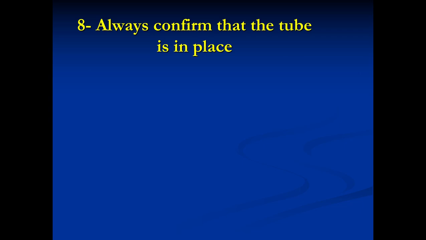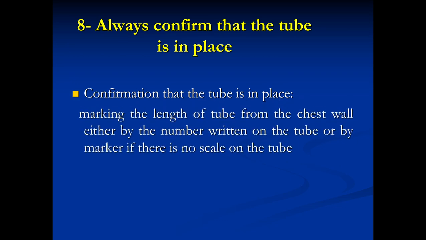Always confirm that the tube is in place. How can we do that? By marking the length of the tube from the chest wall, either by number written on the tube or by marker if there is no scale on the tube. So during insertion of the chest tube, we fix it with two sutures tied to the skin and fixing the tube at a certain level. Some chest tubes are marked from 1 to 20, for example, or 30, 40, whatever, so you can detect the line or the number at which you fix the chest tube.